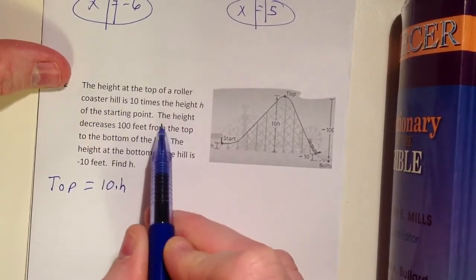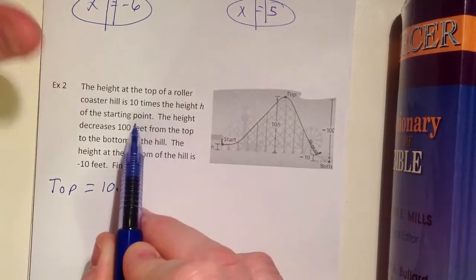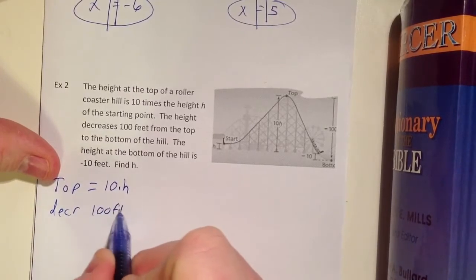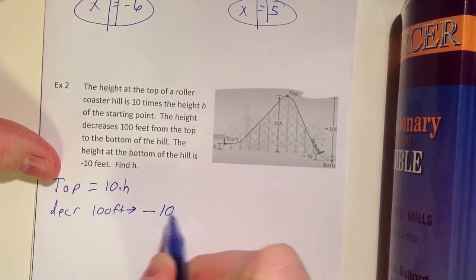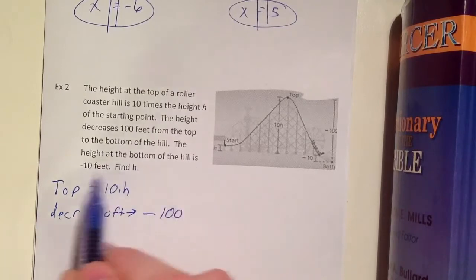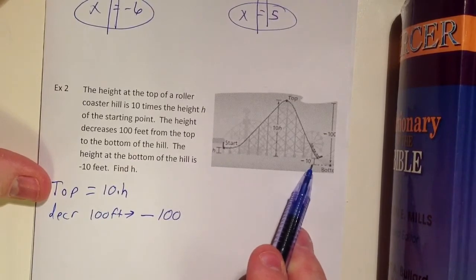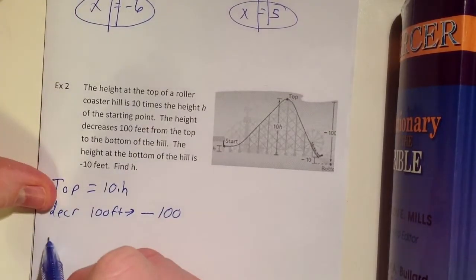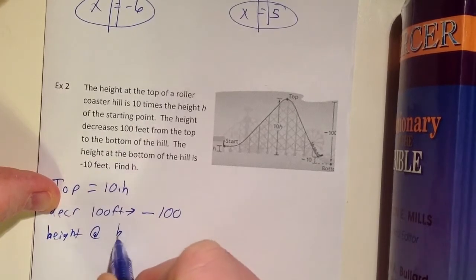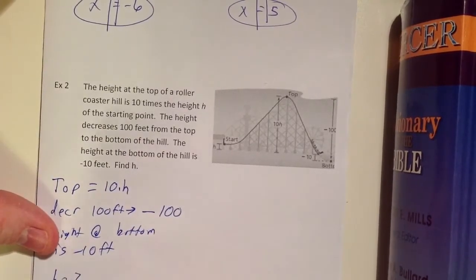Second sentence: the height decreases 100 feet from the top to the bottom of the hill. So I just know it decreases 100 feet. That means subtract 100. That's what decreases means, it means subtract. The height at the bottom of the hill is negative 10 feet. Find h. So the bottom of the hill is negative 10 feet. I want to know what h is equal to.